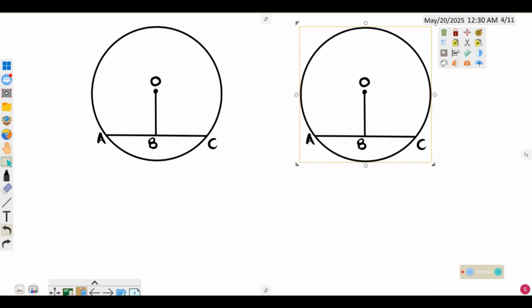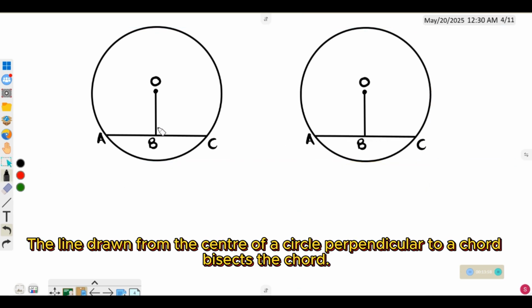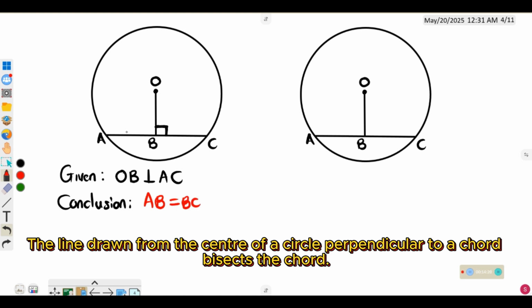Now, let's start with theorem 1. Remember, theorem 1 said if you have a line drawn from center perpendicular to the chord. So what are you given? In this case, you are given that OB is perpendicular to AC. And then what is your conclusion whenever you see that? Whenever you see that, you are going to conclude that, oh, AB is equal to BC. This is equal to that. And what's the reason?